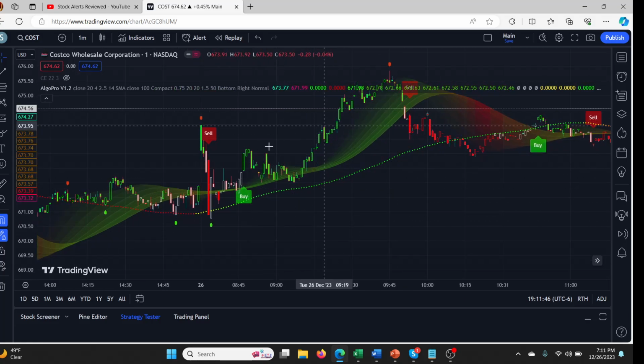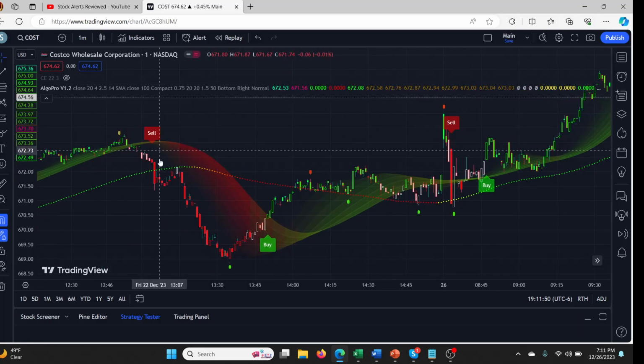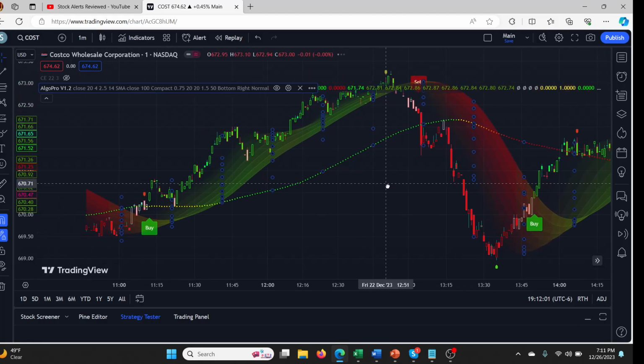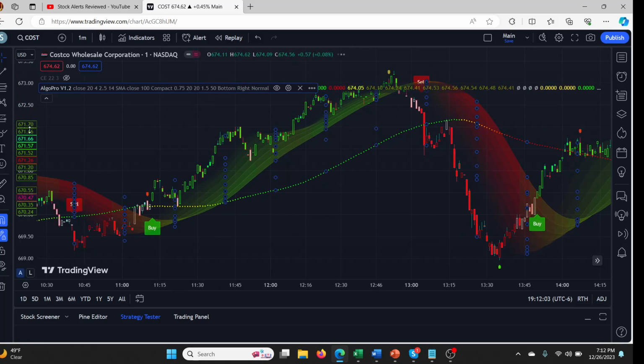This one was pretty nice. This one was a total fake out, so not so good. So you can kind of see what you're in for. Really nice here. Again, you can filter for trends, so you only buy on the downtrend, only sell on a downtrend, only buy on an uptrend. You can refine this much more thoroughly than I am. I'm just showing you the basics here.